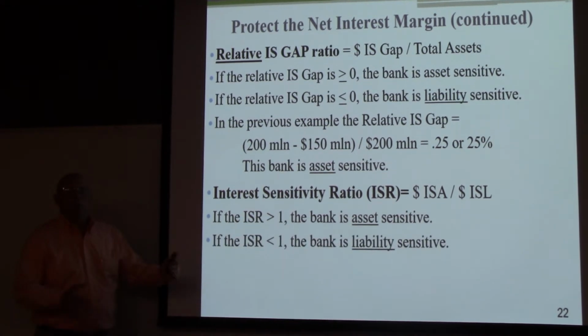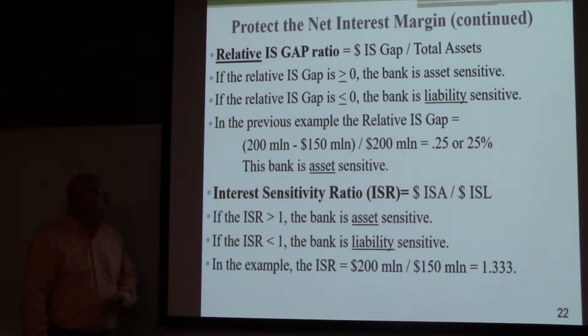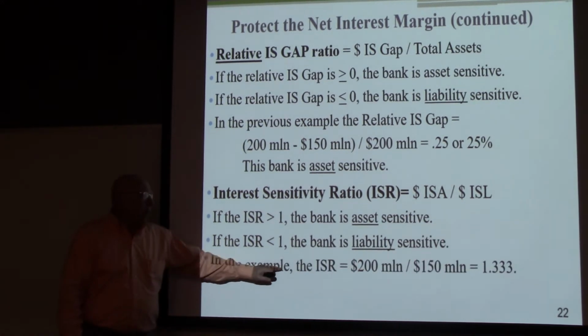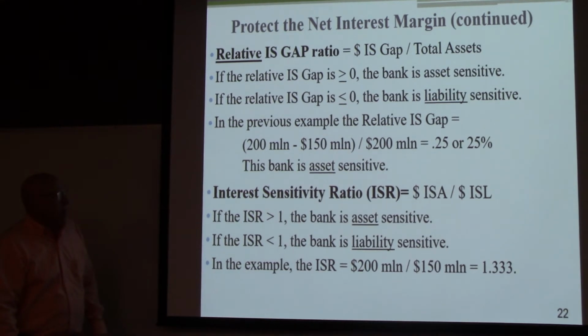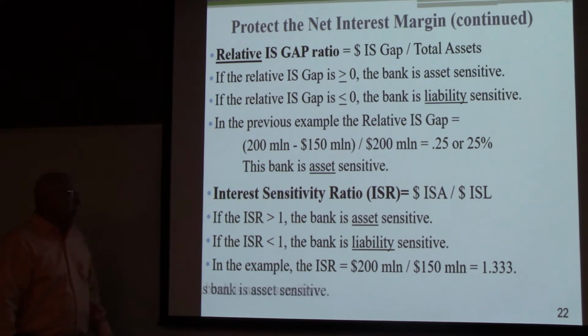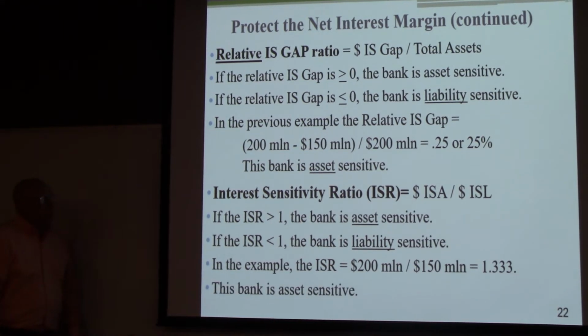And we know what happens. Once again, asset sensitive, interest rates go up, good; interest rates go down, bad. Liability sensitive, interest rates go up, bad; interest rates go down, good. You have to know that. Keep that in mind. In the example, the ISR, 200 million divided by 150 million, is 1.33, greater than 1. This bank is asset sensitive.